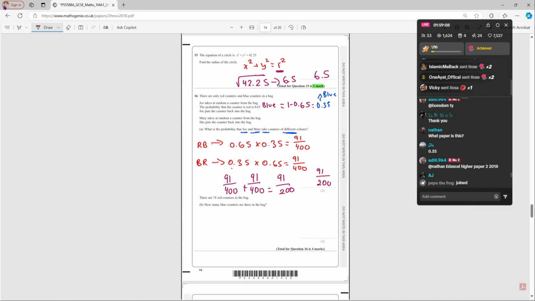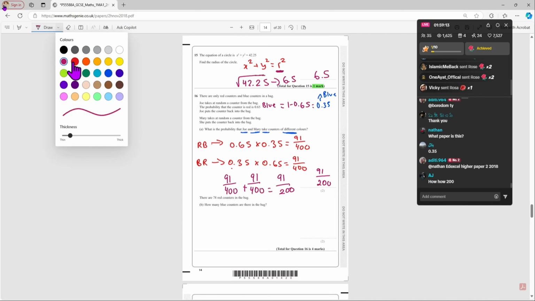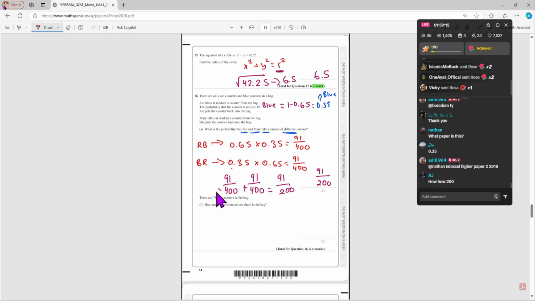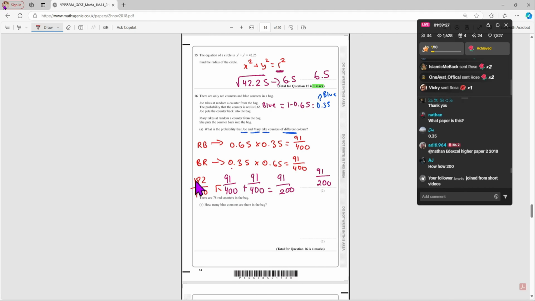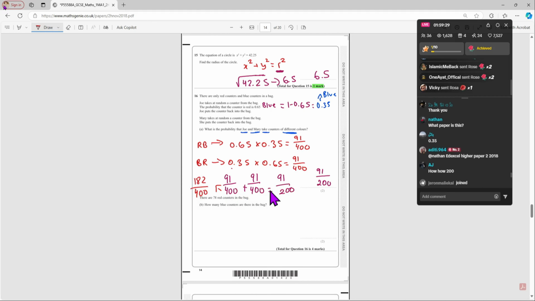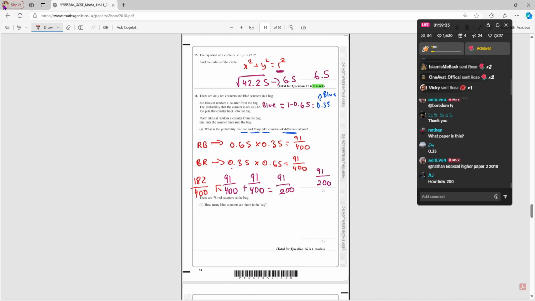How is it over 200? It's because when you're adding fractions with the same denominator, you know the denominator is going to be 400. Then 91 plus 91 is 182. And then when you simplify it, it's going to give us 91 over 200, okay? But when you put this into your calculator, it will always give the simplified form.